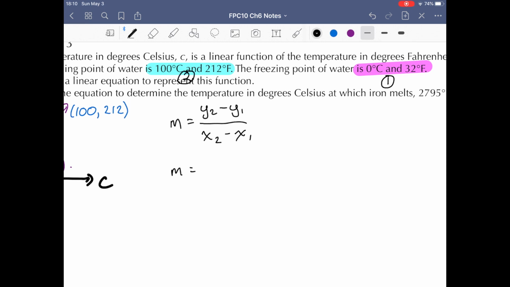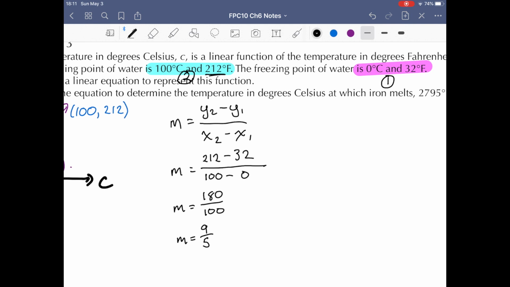y2 is 212, y1 is 32, x2 is 100 over 0. So our slope is going to be 212 take away 32, which is 180, divided by 100, which is equal to 9 over 5.